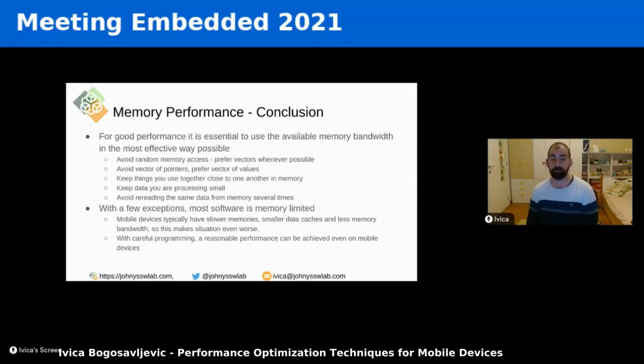With a few exceptions, most of the software that you are writing or working on in the object-oriented paradigm is memory limited. And mobile devices typically have slower memories, smaller data caches, and less memory bandwidth, so this makes the situation even worse. But with careful programming, you can achieve reasonable performance even on mobile devices. That's it.